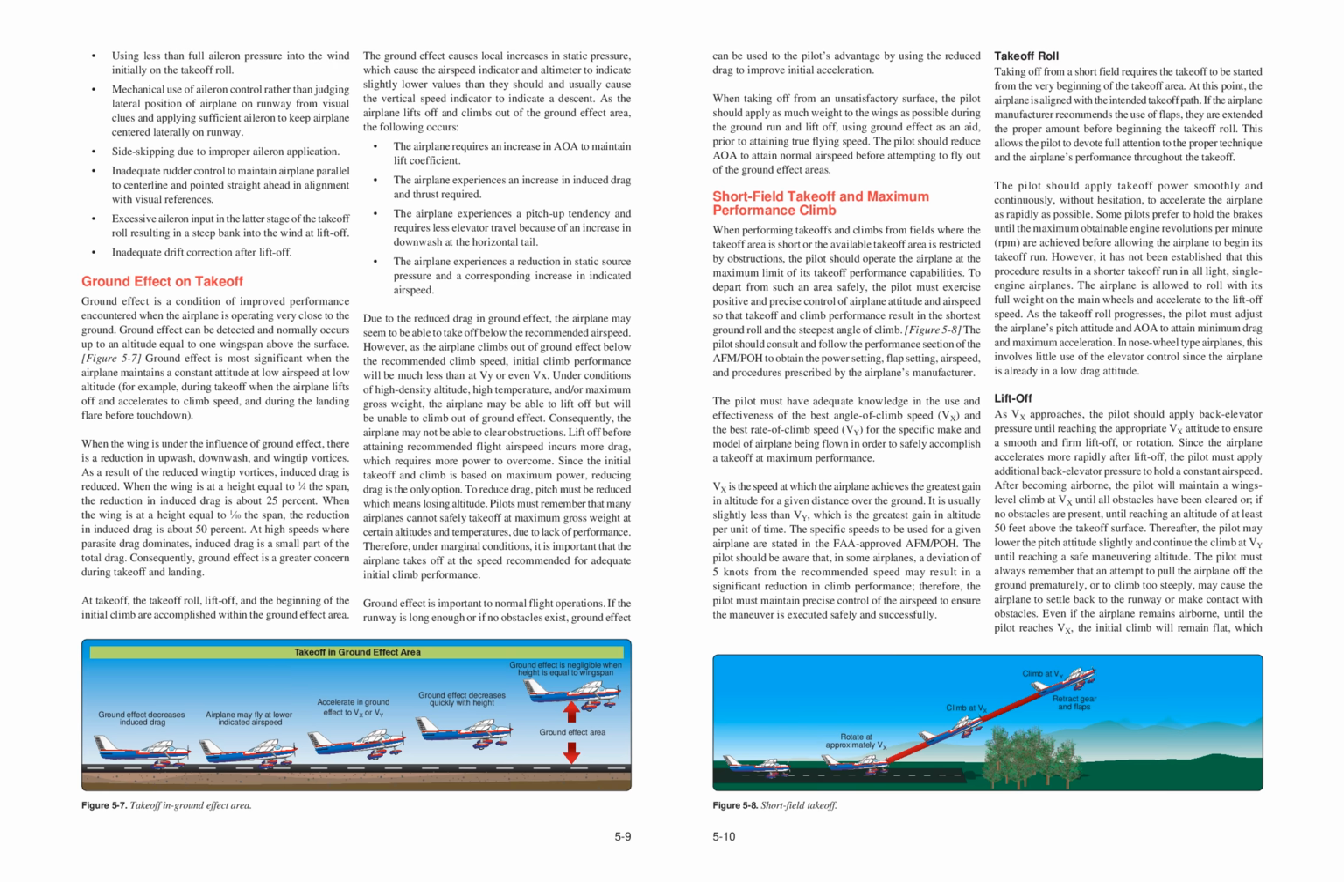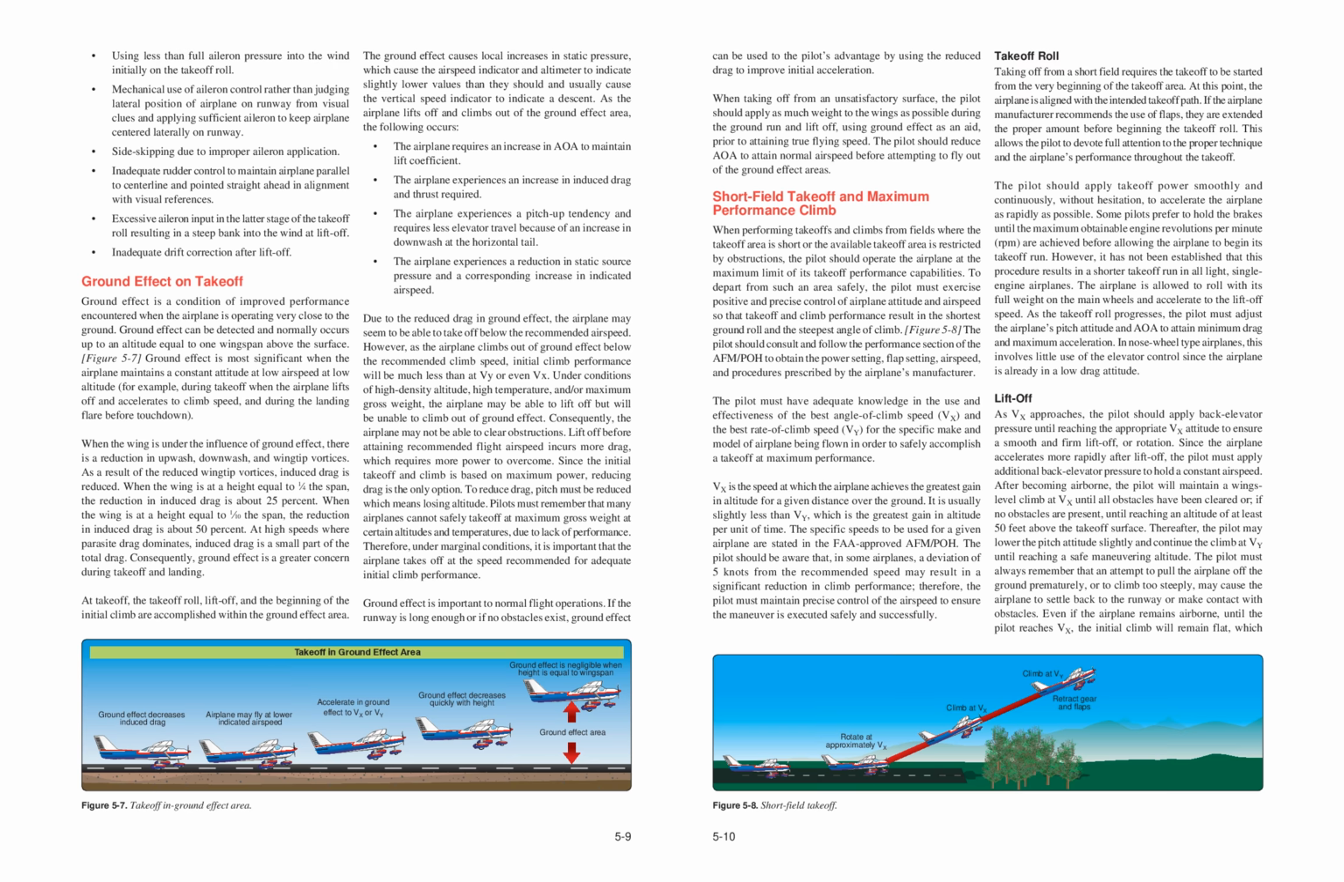When the wing is under the influence of ground effect, there is a reduction in upwash, downwash, and wingtip vortices. As a result of the reduced wingtip vortices, induced drag is reduced. When the wing is at a height equal to 1/4 the span, the reduction in induced drag is about 25%. When the wing is at a height equal to 1/10 the span, the reduction in induced drag is about 50%.